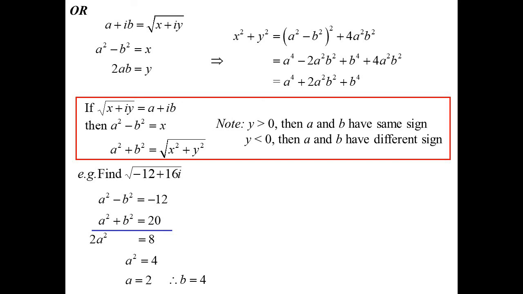So I always make a to be a positive number. And then if the imaginary part is positive, then b will be positive. If the imaginary part is negative, then b will be negative. I think that's a bit easier to remember. So I always make a positive for that reason. So therefore we get plus or minus 2 plus 4i, same as we got before. So a different way of finding it. As I say, I think it's a little bit easier myself.